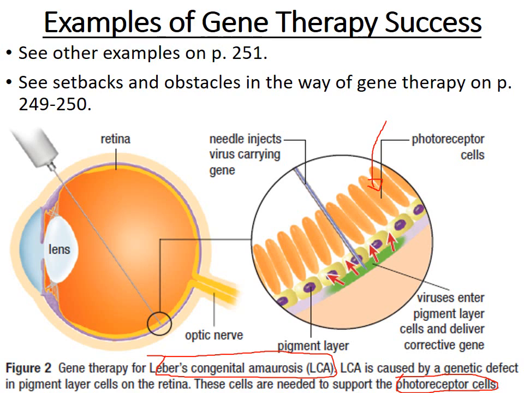I do want you to read up on it in some detail, so you can see it on page 251. And then I also want you to read up on the drawbacks and obstacles that are in the way of gene therapy. So maybe list a few of the drawbacks, a few of the obstacles. It's important to understand that there are successes, but also important to understand that there are drawbacks, so we can learn from those drawbacks and hopefully move forward and improve the technology.